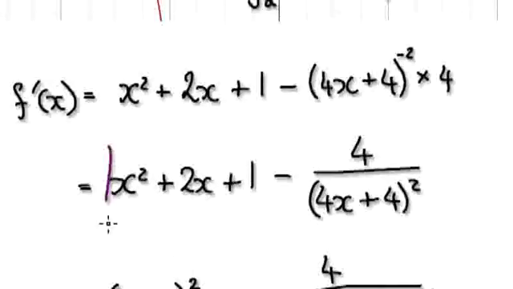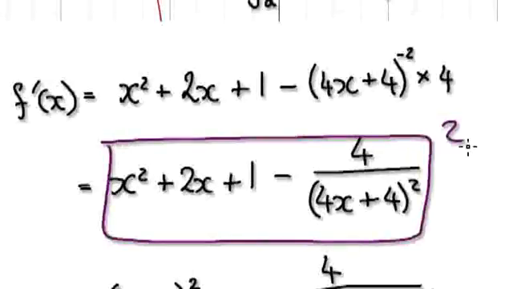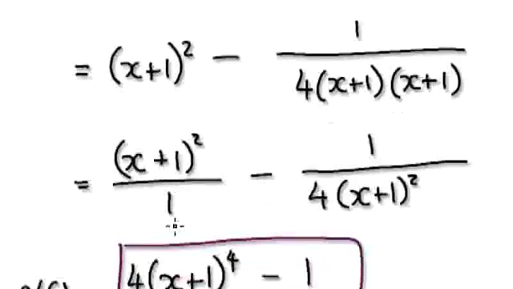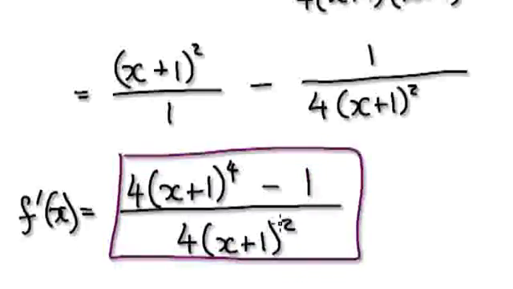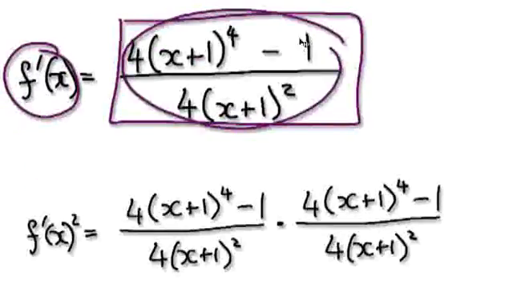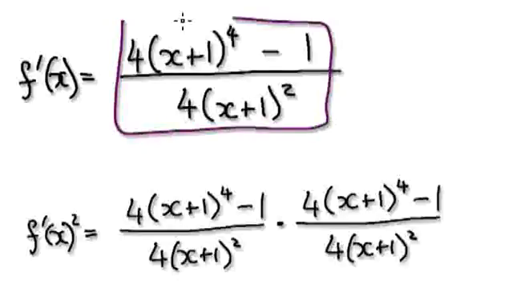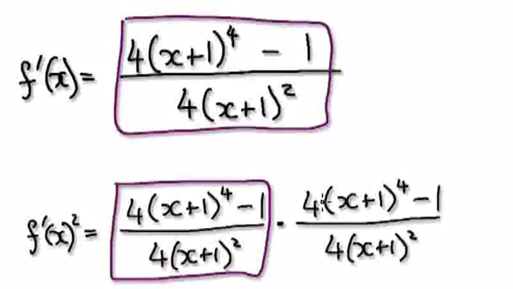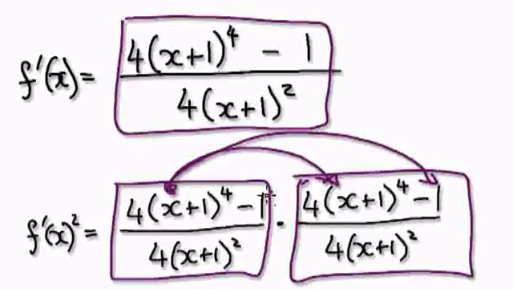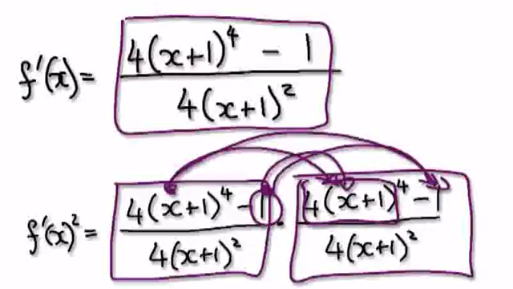You see, what we had earlier was this, and it would be a nightmare to square this whole thing here. Okay, this is still horrible to square, but it is slightly neater. So now we've got the derivative being equal to this thing here. So now we need to square it. So squaring this would mean you get this, and then you times it by itself. So now you've got to do this times this, and this times this, and this times this, and this times this.